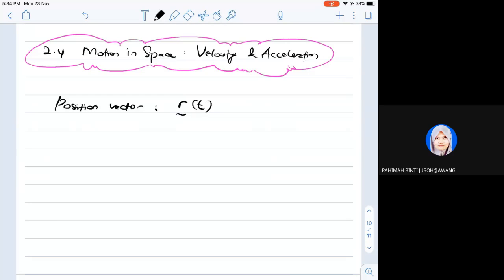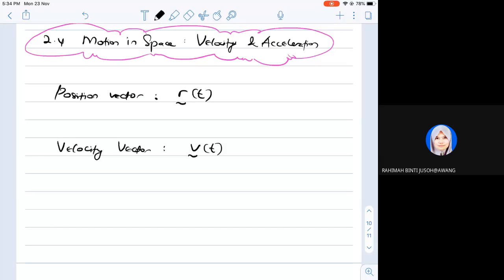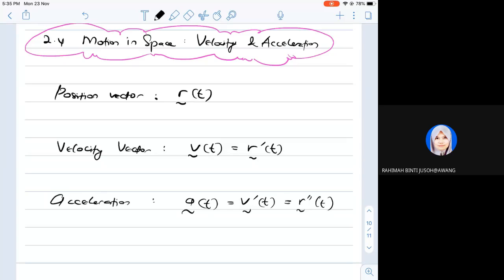And next we will have velocity vector, denoted as V(t). So how do we find the velocity? By differentiating our R. So R prime t. And the last one is acceleration. We will have A(t) equals differentiating velocity, or differentiating the position vector twice, like this.